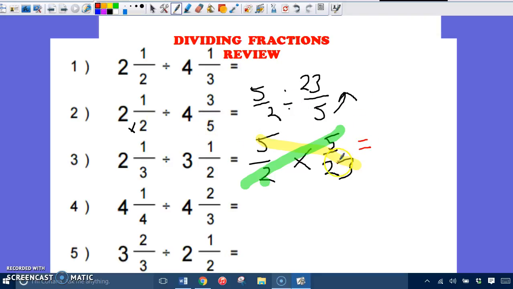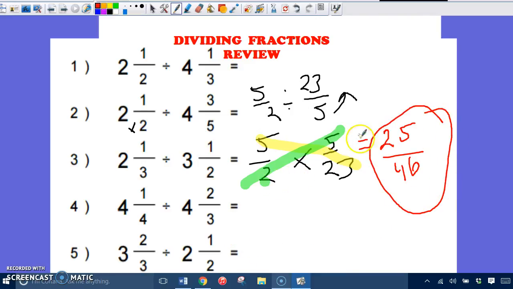I'm going to tell you already, let's pretend I looked at my chart, none of these are going to reduce. So I'm going to multiply straight across. 5 times 5 is 25. And then 2 times 23 is 46. Okay? This is not going to reduce any further because I looked in the chart, did not see any reduction with diagonally reducing. So multiplying straight across, there's our answer. Let's practice the next one.